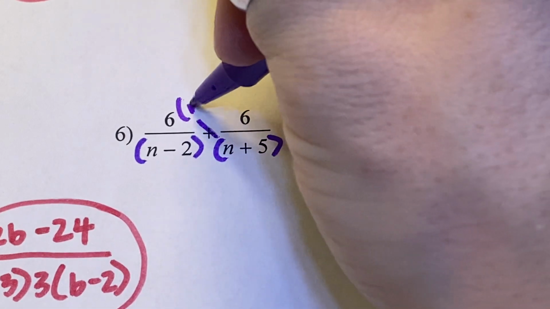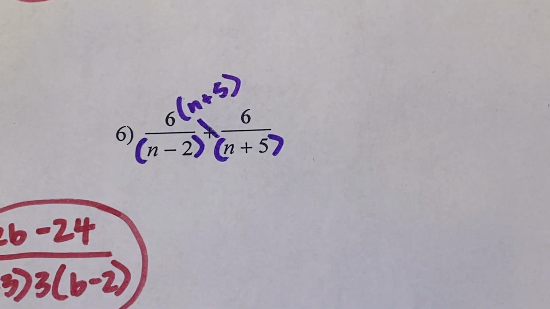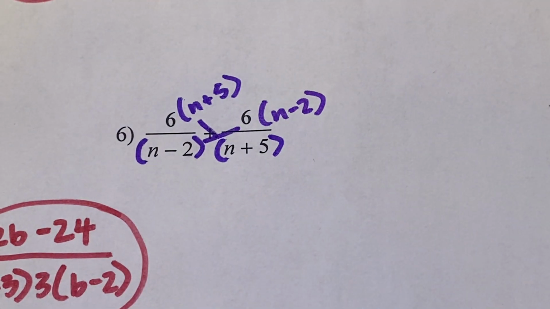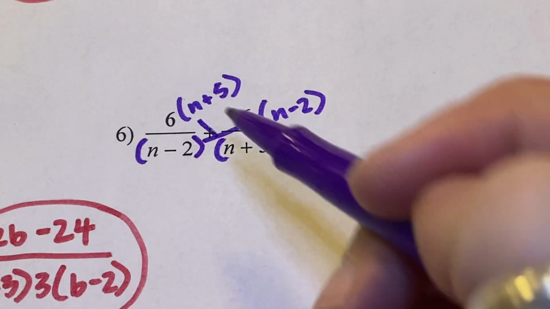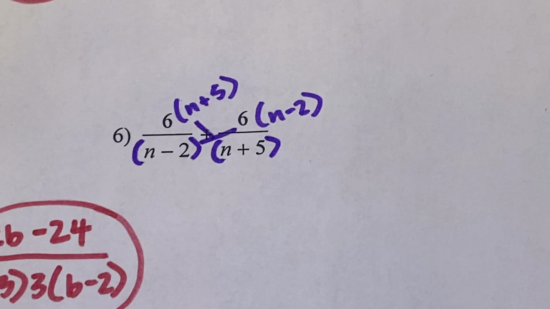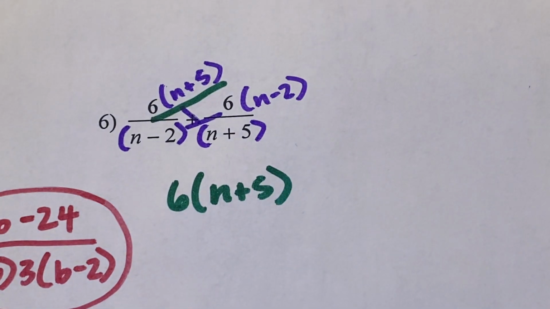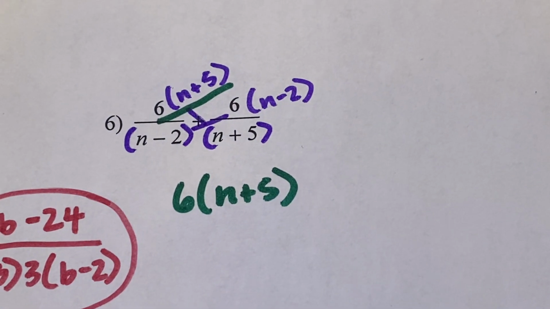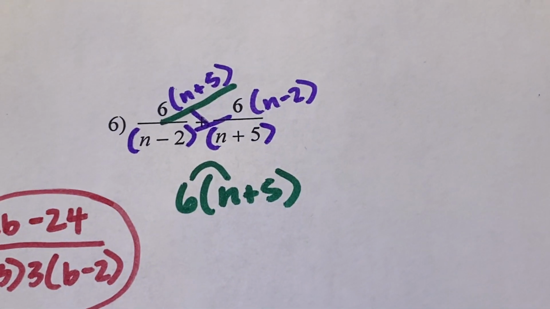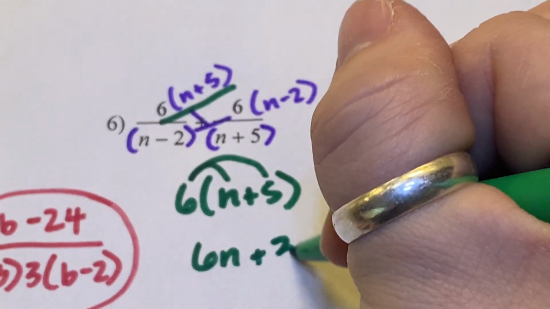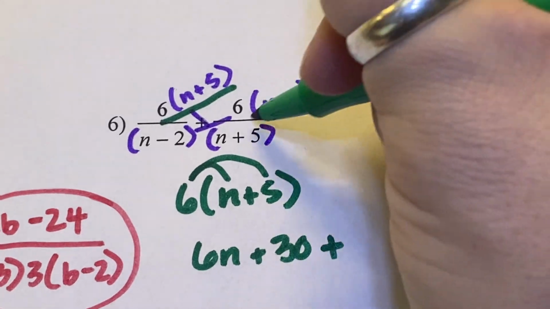Take your n plus 5. He multiplies to that guy. Take your n minus 2. He multiplies to that guy. That step is what we're doing to make the denominators the same. Okay? So now let's just forget about the denominators for a second. Just work with these pieces. So first I have 6 times n plus 5. So what is 6 times n? 6n. 6 times 5? 30. Positive 30.